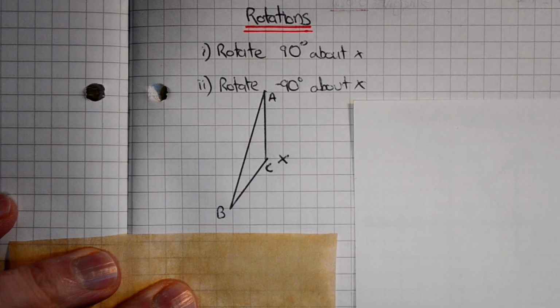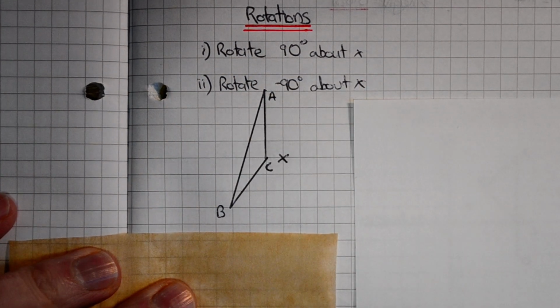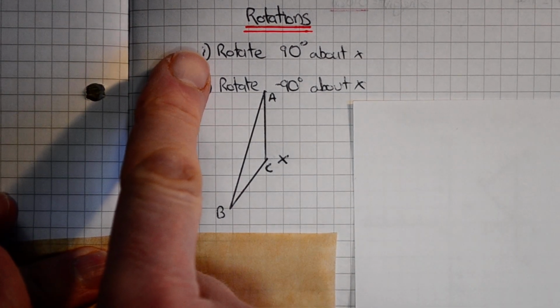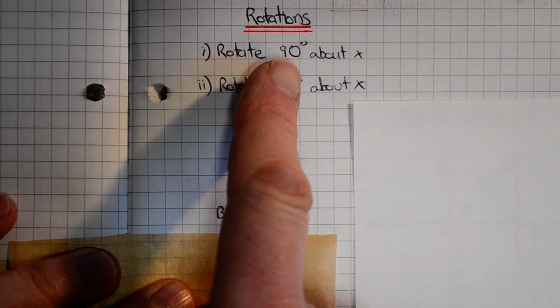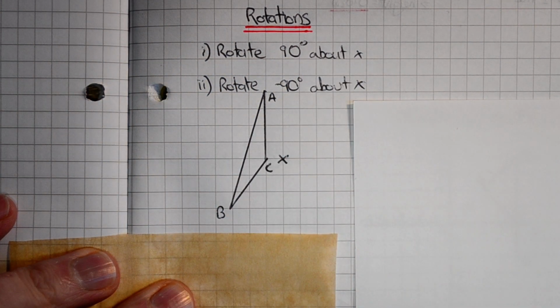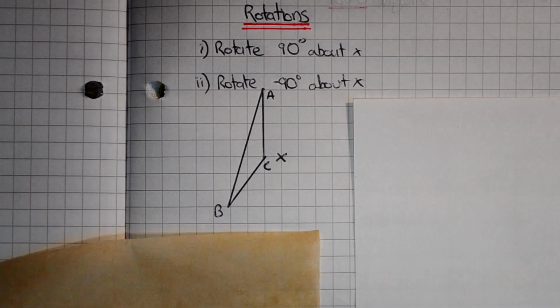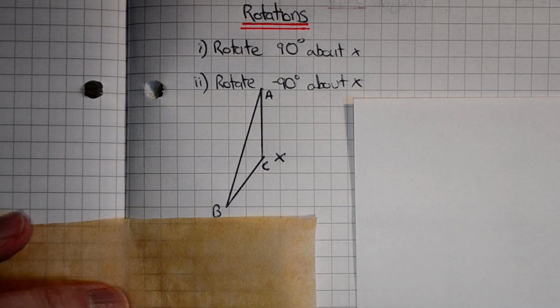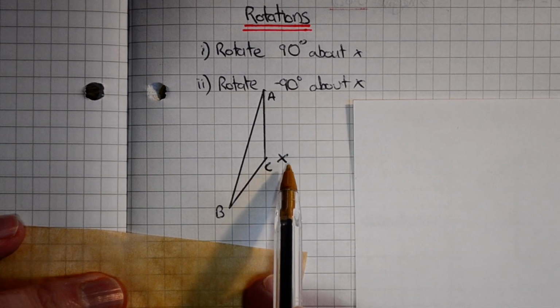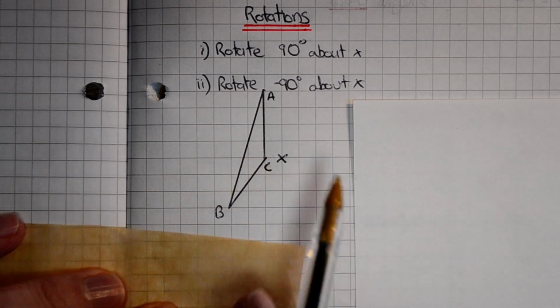So it's telling us three things there. It's telling us first of all what type of transformation we want: to rotate it or turn it. This tells us the angle, and this tells us where the centre is. So if we're going to rotate it using tracing paper, first of all you need to make sure the tracing paper is big enough to cover the shape and also cover the centre of rotation.